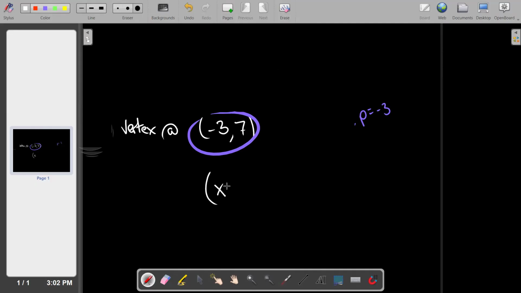Right. So tell me what that's going to look like for us. So x plus 3, right? Nice. Equals 4 times 3, so -12. Nice. And y and 7.